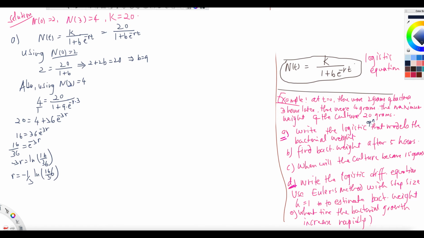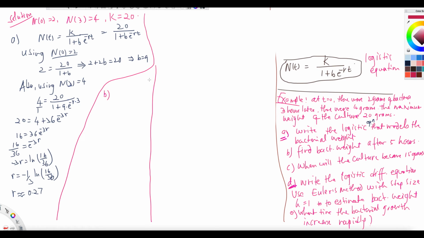If you use a calculator for negative 1/3 times natural log of 16 over 36, you will get r is almost equal to 0.27. That's what you get. That is the value of r. That is part A. Let us do part B there.